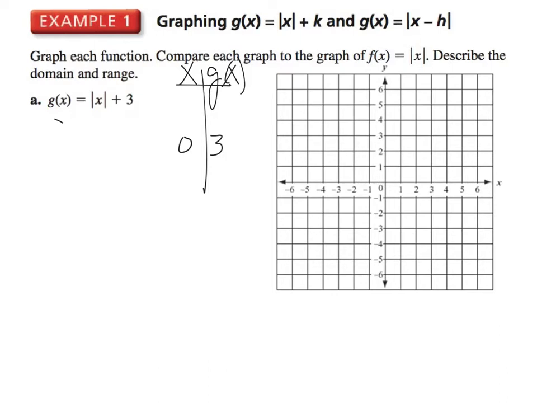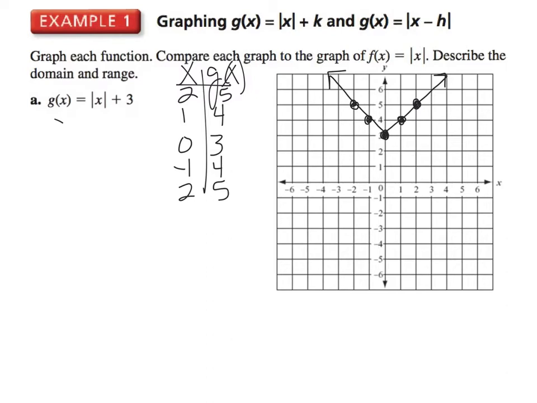So I know that (0, 3) will be my vertex, since this entire graph has been shifted up 3 units. Now I'm going to pick values that are bigger than 0 and less than 0. That way I can get both sides of my symmetric graph. So if I plug these all in, this is going to be (2, 5), (1, 4), (-1, 4), and (-2, 5). So if I graph these, that would be what your function looks like.